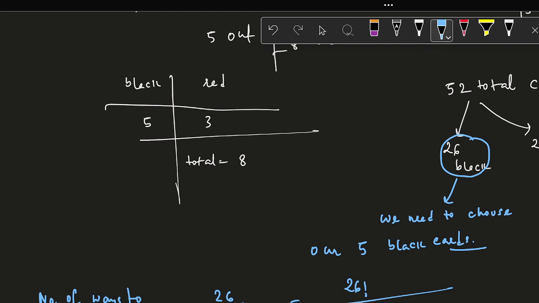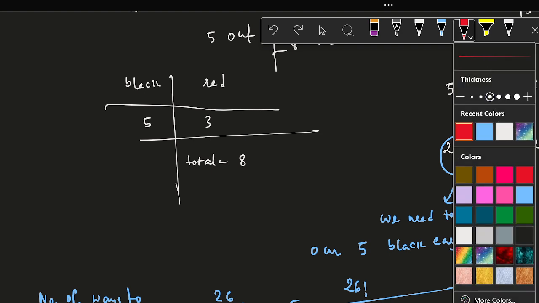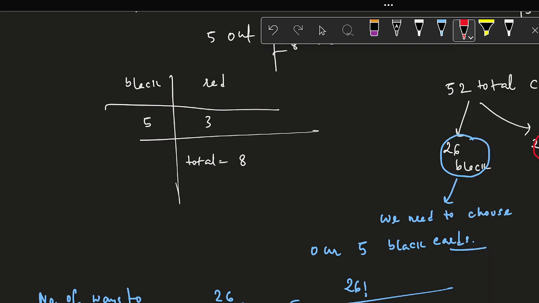Then there are these red ones. Again the same thing. Out of 26 red cards you have to choose 3 red cards, because if 5 are black cards, then out of 8 you have 3 left. So 3 will be red cards in our hand. Again the similar process will be applied here for red cards: out of 26 red cards you have to choose 3 red cards. So how many ways are possible? That is 26C3.